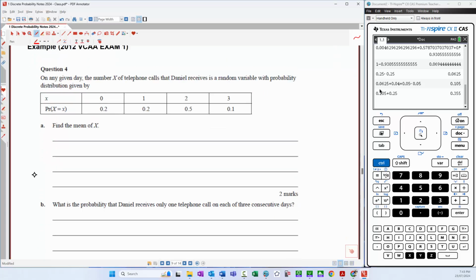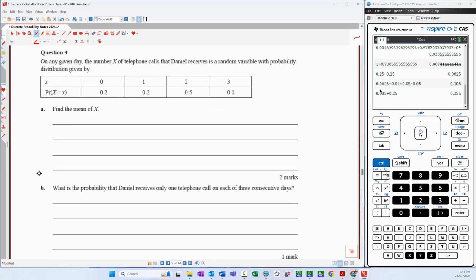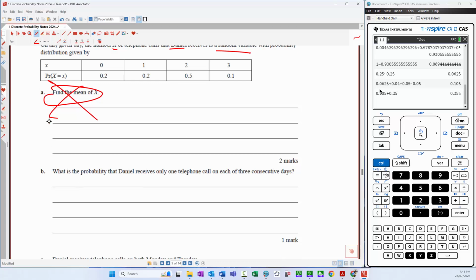Okay, so this is exam one. On any given day, the number X of telephone calls that Daniel receives is a random variable with a PDF given by. Okay, find the mean of this. Okay, so we're not worried about the mean of the random variable at the moment. That's next lesson.